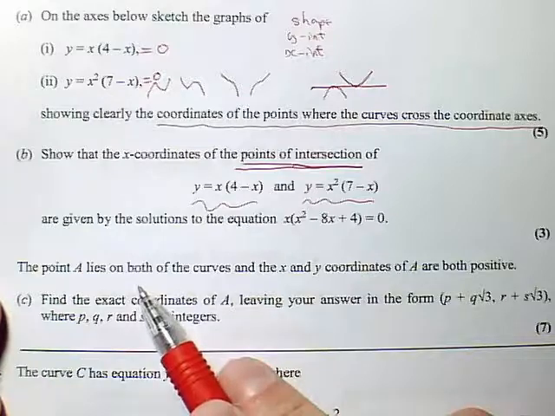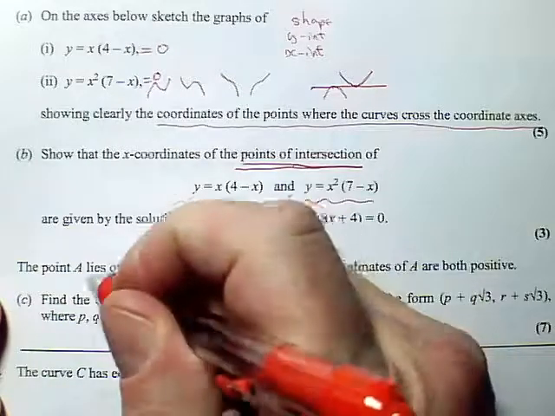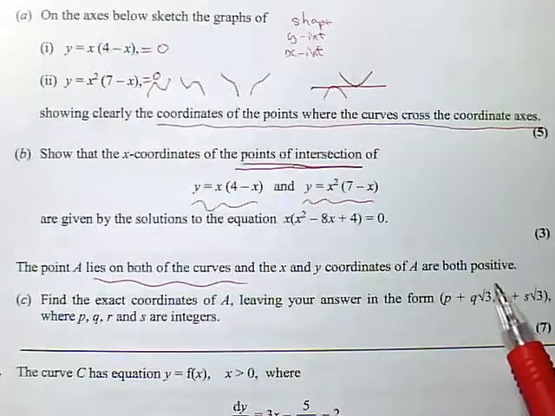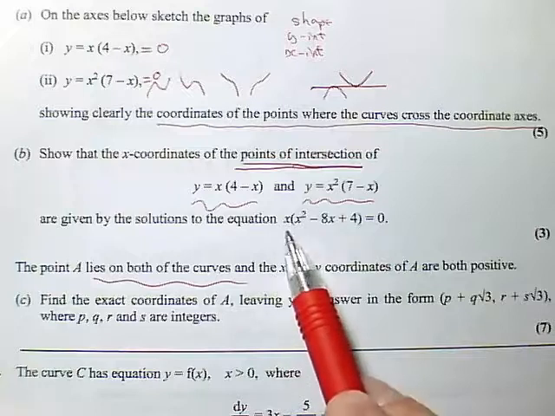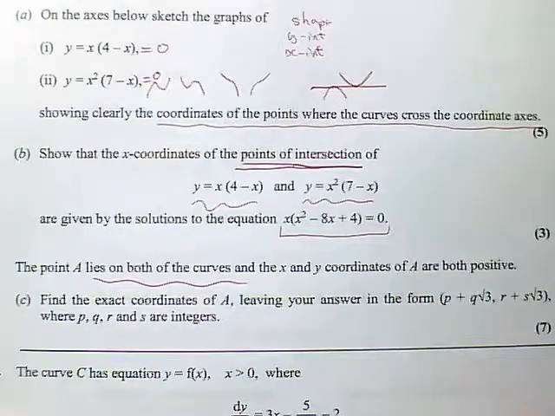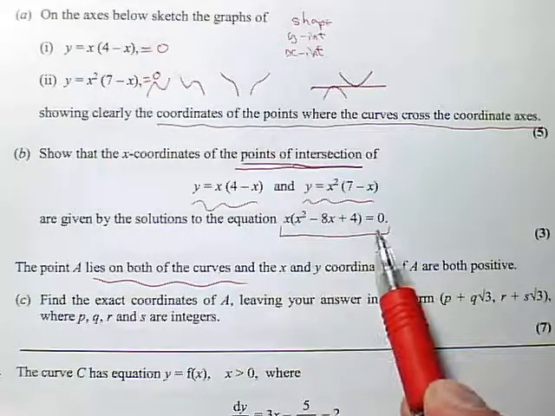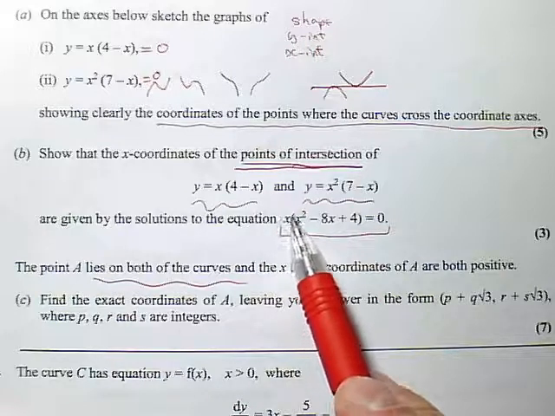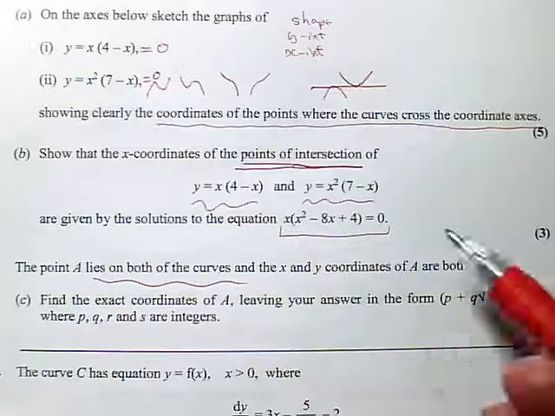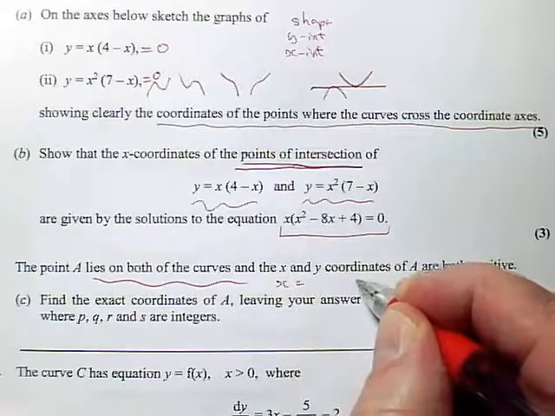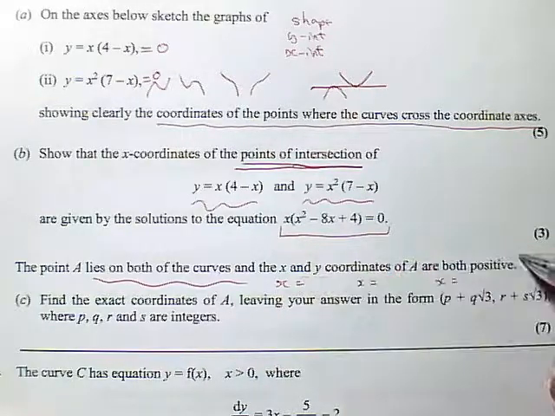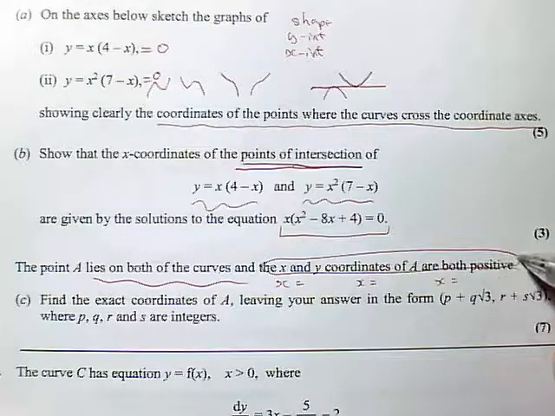Then for the last part, we now know that the point A lies on both of the curves, so that means it is one of these points of intersection, and the x and y coordinates are both positive. So we know that, with the help from part B, that this equation is true at A. So we need to find the solutions of this. So either this first factor will equal 0, or this second factor, this quadratic, will equal 0. So in fact there are going to be three values of x that are all possibilities. To choose the correct one, x and y coordinates of A are both positive.